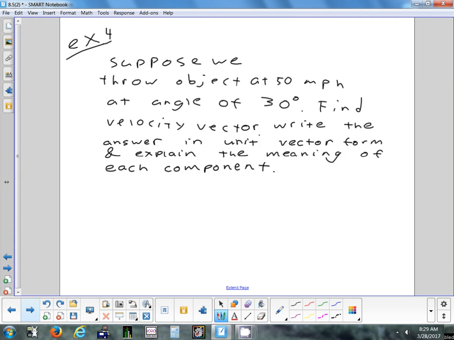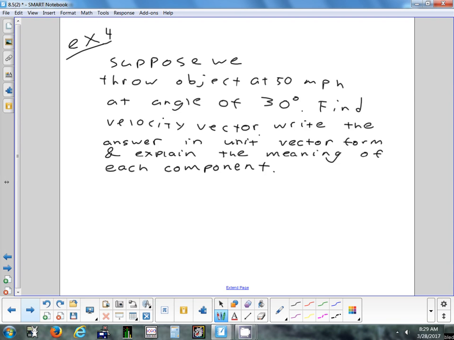All right, so suppose that we're throwing an object at 50 miles an hour at an angle of 30 degrees. I want to find the velocity vector. So we'll do that first. Then I want to write the answer in unit vector form. So that means we actually have to do out the cosine of the angle and the sine of the angle, do it all out. And then once I get my final answer, I want to explain what each component in the answer means.